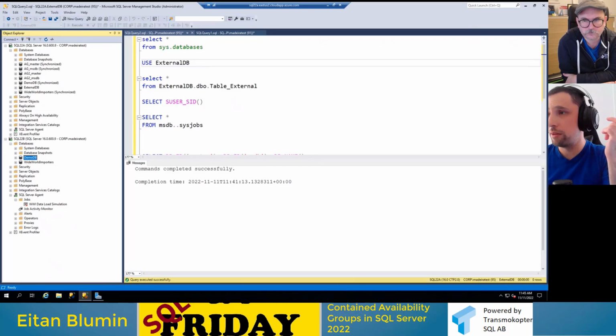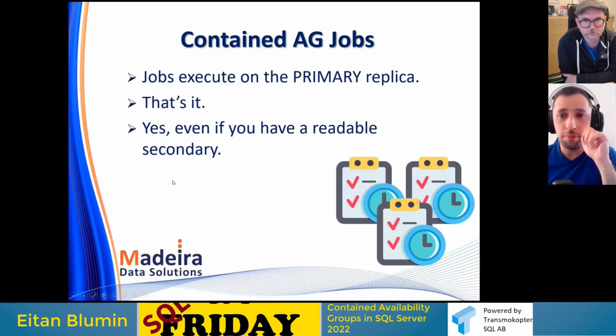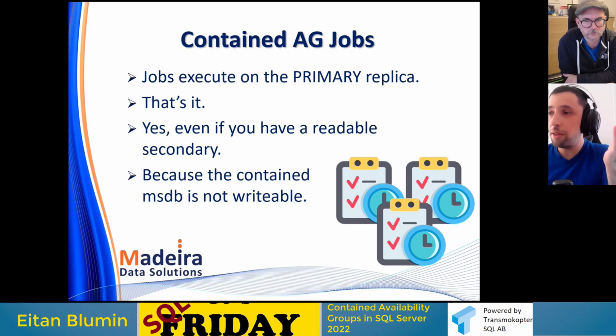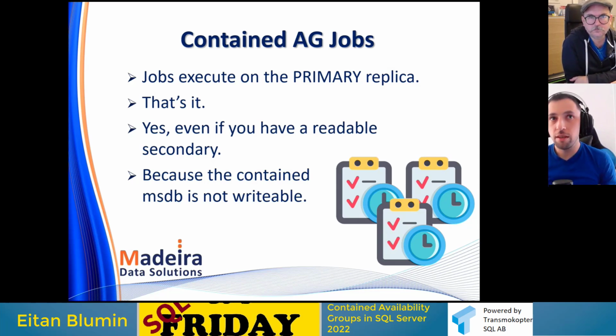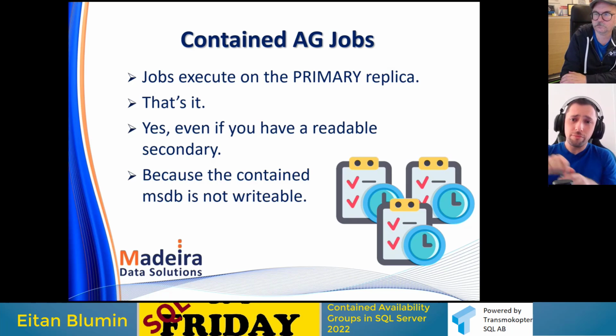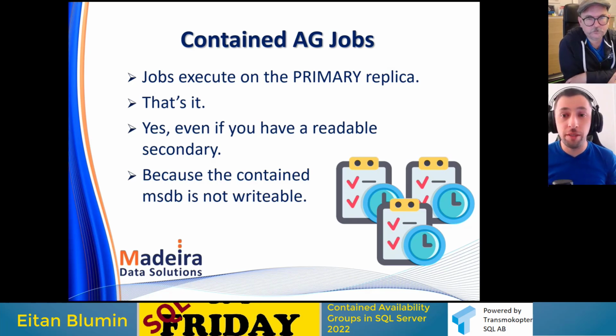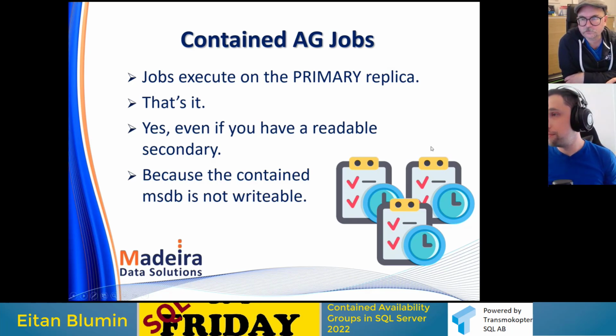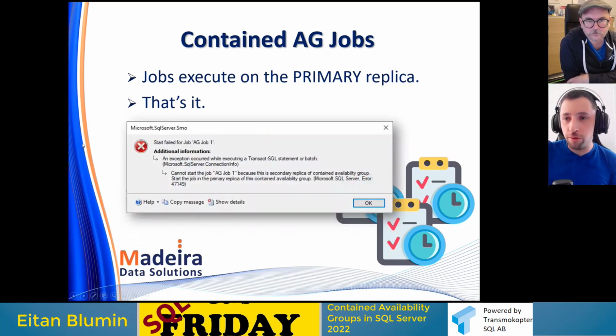The reason we have this limitation is that on the secondary replica, MSDB is read-only. It's readable, but it's not writable. And when a job is executed, it does all kinds of things, which are not only readable things. It has to change the status of the job. It has to insert a record into the job history of MSDB. And that means that MSDB has to be writable. So as I said, that's what will happen if you try to run this on the secondary replica, it won't let you.